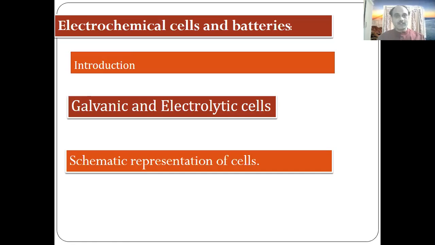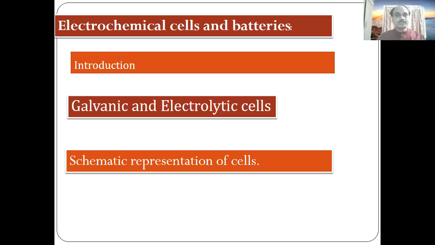It may be started from the definition of the electrolyte and the theories of the electrolytes. That basic knowledge is highly required to study this paper. And what all do we cover? The introduction, that is, what are electrochemical cells and batteries, and what are the differences between galvanic cells and electrolytic cells.